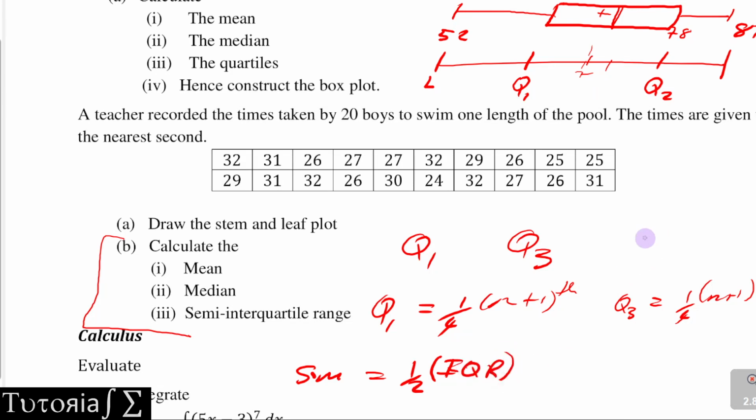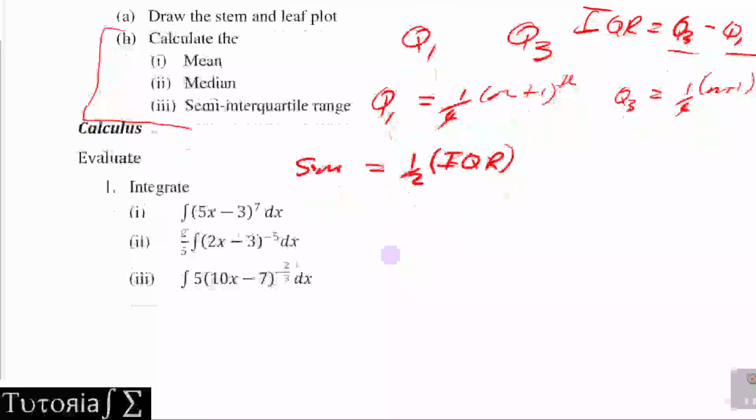So how do you find the interquartile range? The interquartile range is equal to the upper quartile minus the lower quartile. So the value of the upper quartile minus the value of the lower quartile, you put it here, then you simplify that. So that will be it.